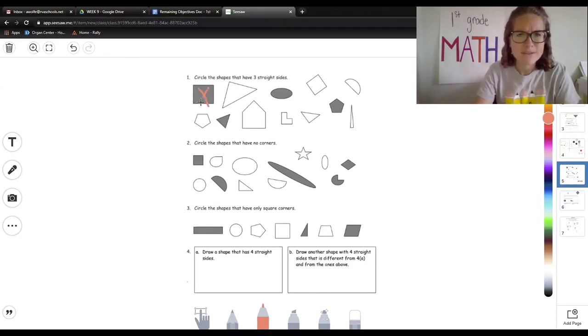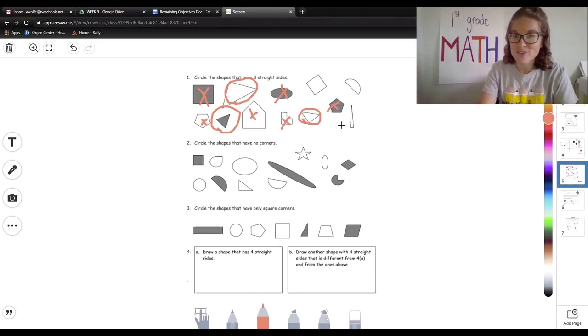No, not that one. That's a square. Not that. Yes, a triangle. That has 3 straight sides. Here's another triangle. No, that one looks like a house. Not that. That doesn't have straight sides. Another triangle. No. Here's a triangle. It looks a little bit different, but it's a triangle. No, not that. That's a square.